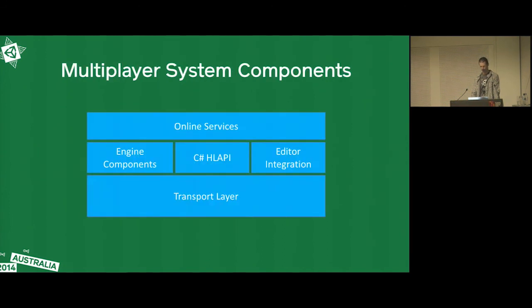So this is the component diagram of the new networking system. At the bottom, there's a transport layer. In the middle, there's new engine components, a new C# API, and integration with the editor. And then at the top, we have some online services. So we're going to talk about each of these pieces in a bit more detail.